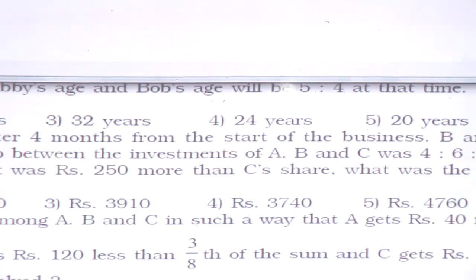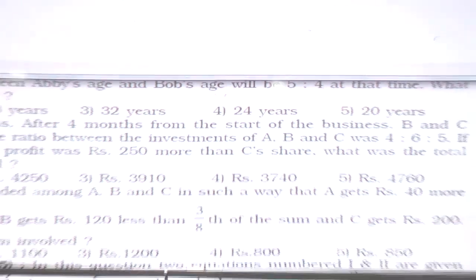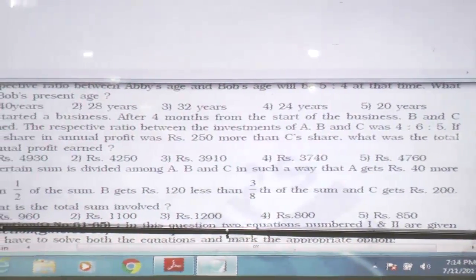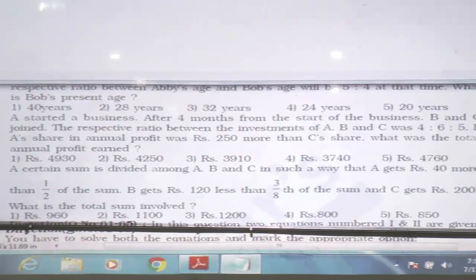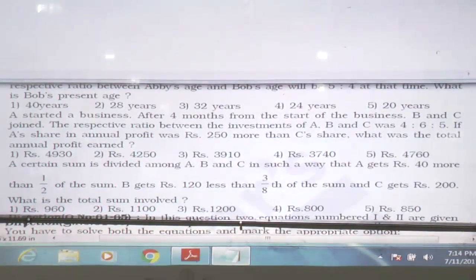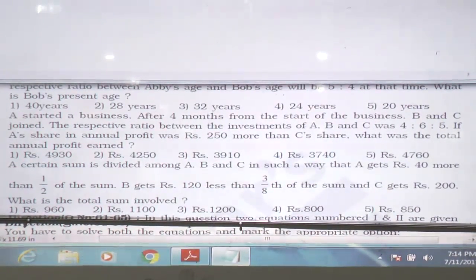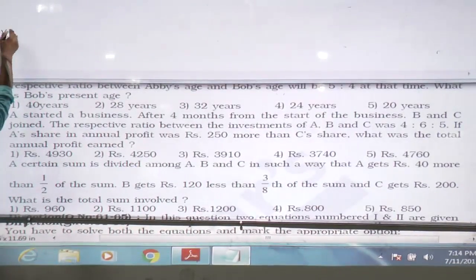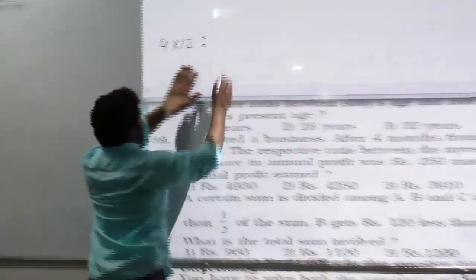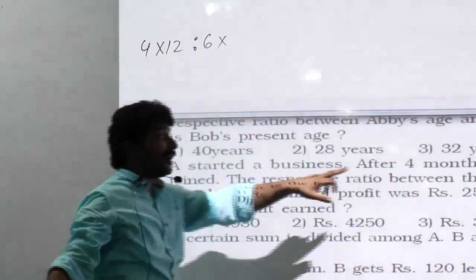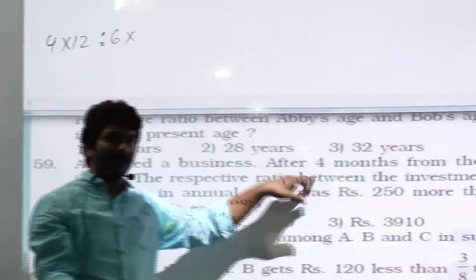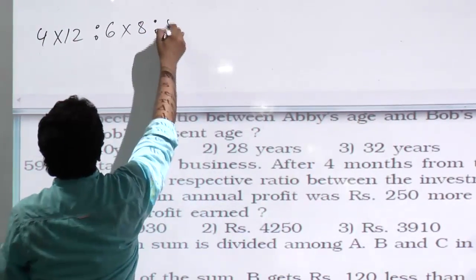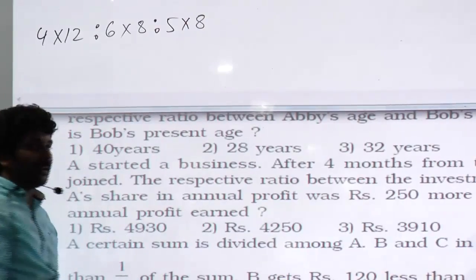59. A started a business. After 4 months from the start of the business, B and C joined. Okay, the respective ratio between the investments of A, B, C is 4:6:5. If A's share in annual profit is 250 more than C's share, what was the total annual profit earned? Right. So, A invested 4 parts for 12 months, B invested 6 parts. As he joined after 4 months, he will be there for only 8 months. And C started with 5 parts and was there for again 8 months.